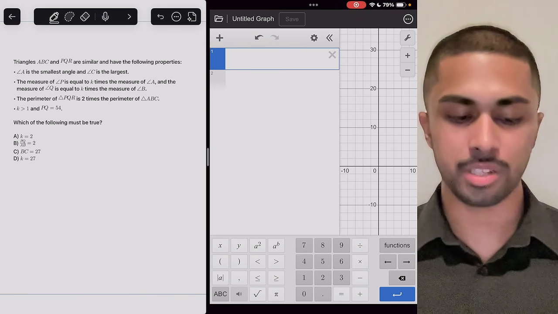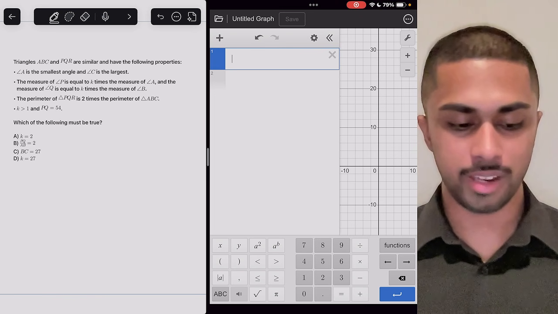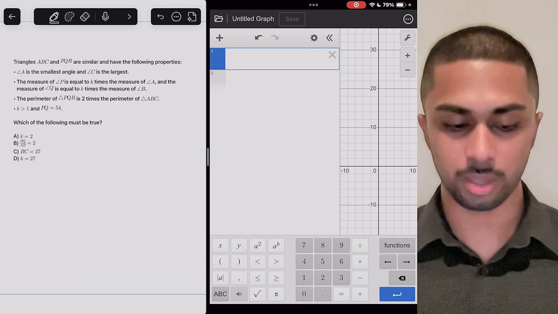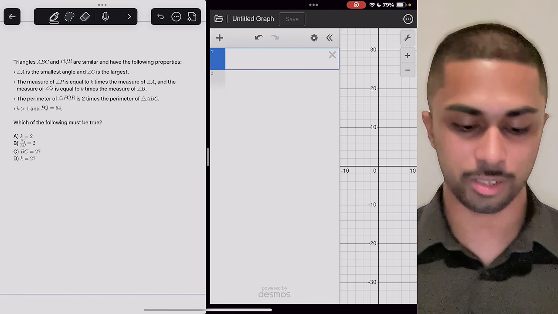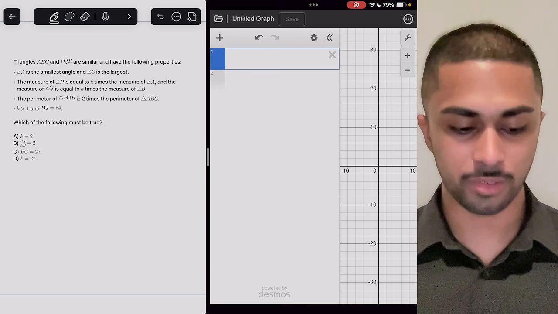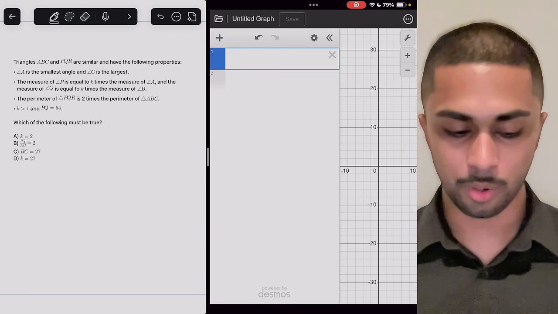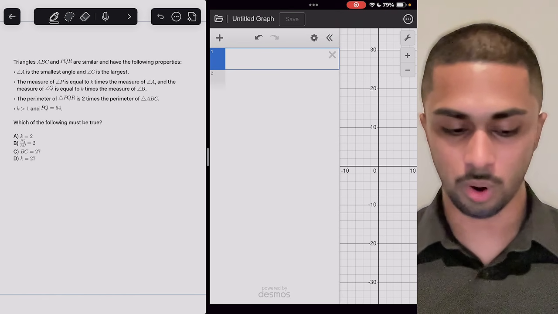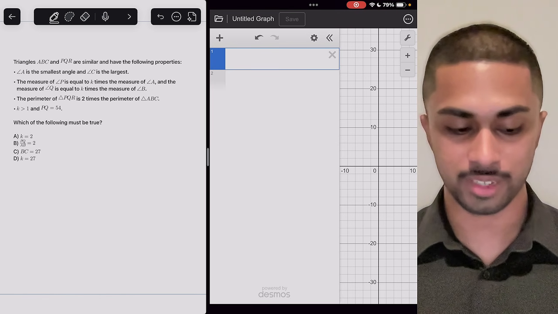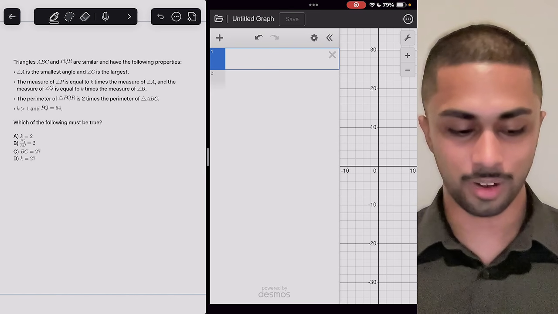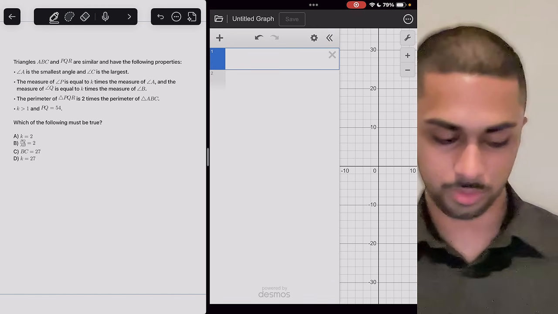Triangles ABC and PQR are similar and have the following properties. Angle A is the smallest angle and angle C is the largest. The measure of angle P is equal to K times the measure of angle A, and the measure of angle Q is equal to K times the measure of angle B. The perimeter of triangle PQR is 2 times the perimeter of triangle ABC. K is greater than 1 and PQ is equal to 54. Which of the following must be true?